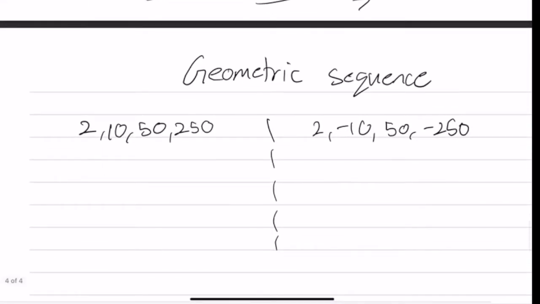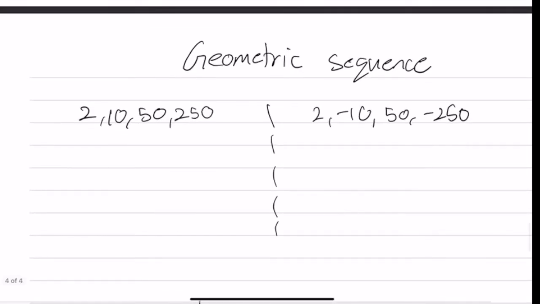Now we'll move on to the geometric sequence. A geometric sequence is slightly different because an arithmetic sequence has the same difference, but a geometric sequence has the same ratio. We'll call this R, that's the ratio. So if you look at number 1 over here, it goes 2 to 10. To find the ratio, you take the second term and divide it by the first term.